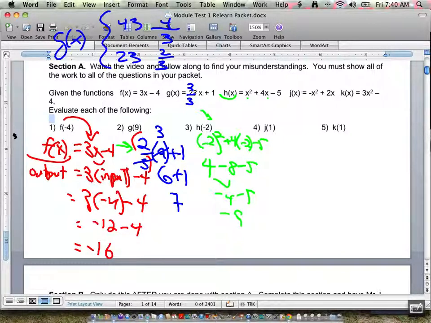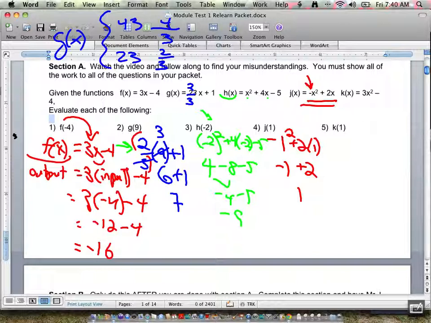Okay, next up, j of 1. Now, what we're getting at with this question, and that's why tests are designed to be very surgical in terms of what it is they're going after. J of x is different. This is saying negate whatever you get for the input squared, then add 2 times it. So I'm going to input a 1, so I'm going to get 1 squared, and then I'm going to negate that, plus 2 times 1. So 1 squared is 1, then I have to negate it, I get negative 1. And 2 times 1 is 2, and negative 1 plus 2 is 1.